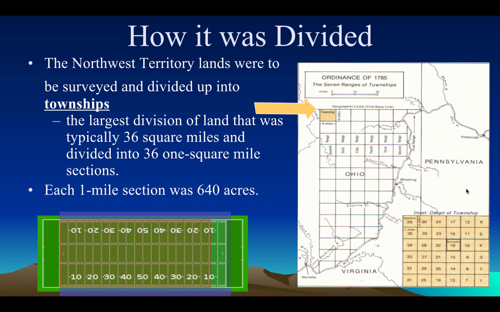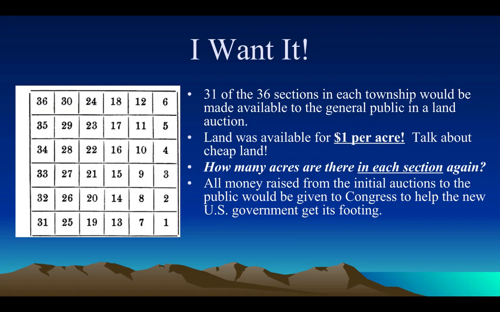Just for scale, we have this football field to show you a comparison. There we have it, one acre. Not quite the full football field, but most of it. So 31 of the 36 sections in each township would be made available for the general public to own in a land auction. Land was available for $1 per acre, which is extremely cheap. All money that was raised from the initial auctions to the public would be given to Congress to help the new U.S. government get its footing.